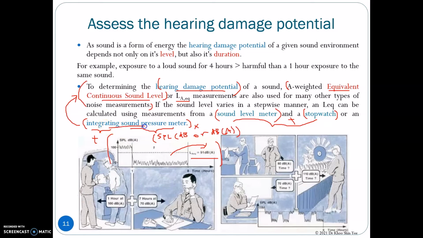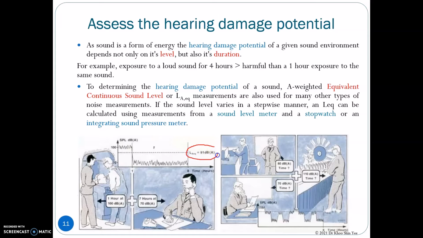However, if you use the integrating sound pressure meter, it can compute the LEQ or the LAEQ automatically inside the instrument. Once we obtain the LAEQ, then we can compare to the legal standard. So for example, let's say a legal standard says that the noise limit must not exceed 85 dBA.